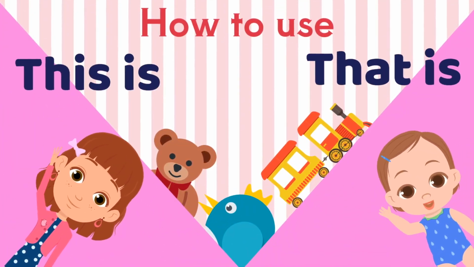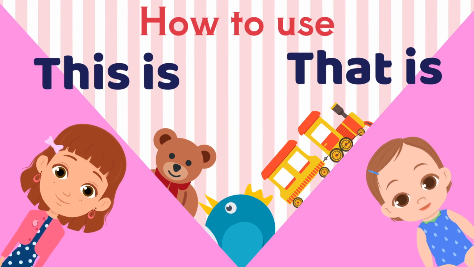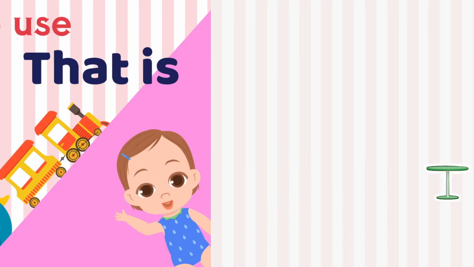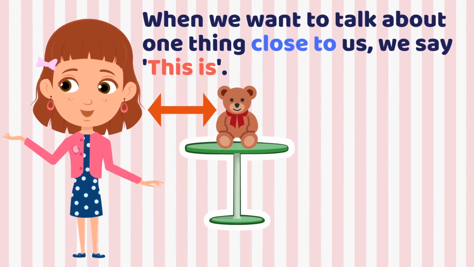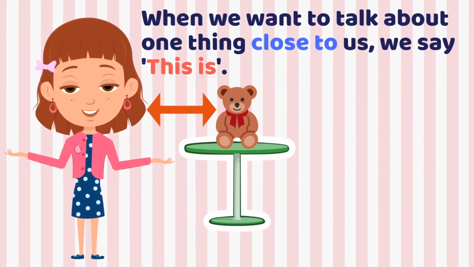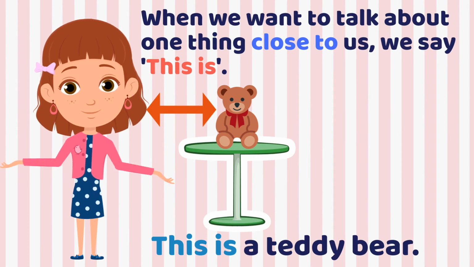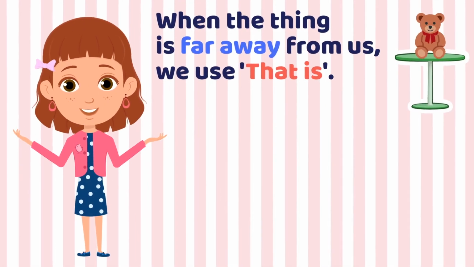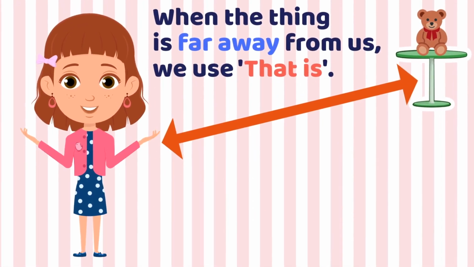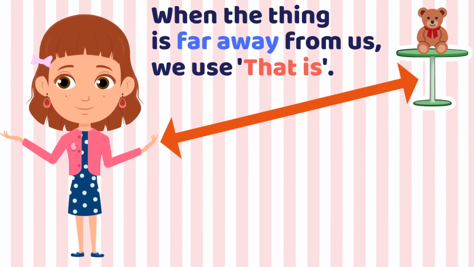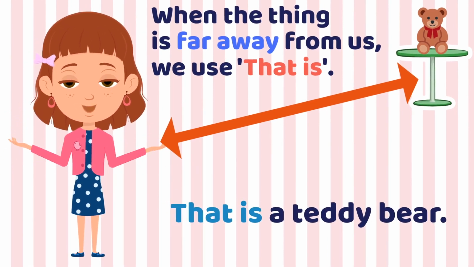How to use this is, that is. When we want to talk about one thing close to us, we say, this is. This is a teddy bear. When the thing is far away from us, we use that is. That is a teddy bear.